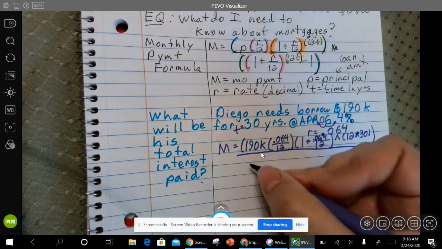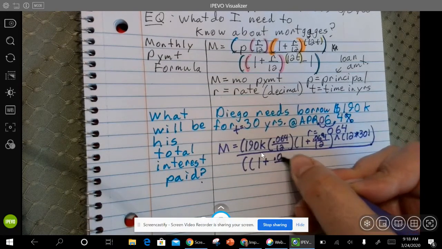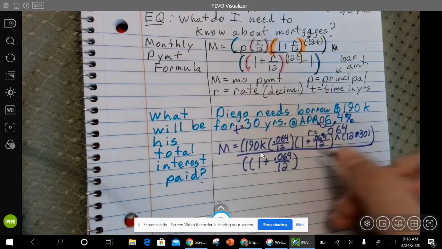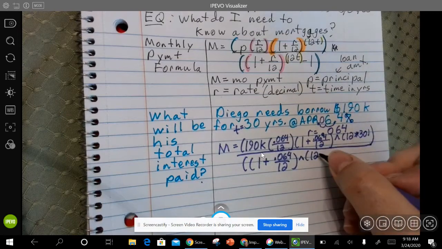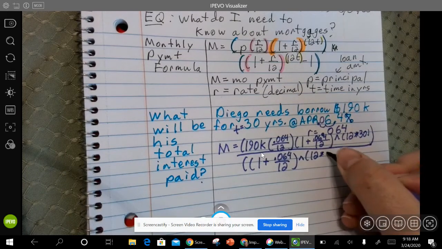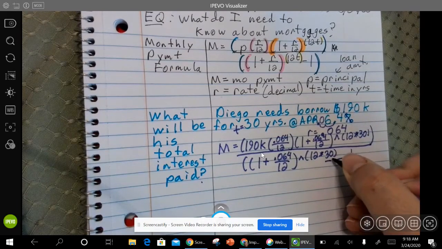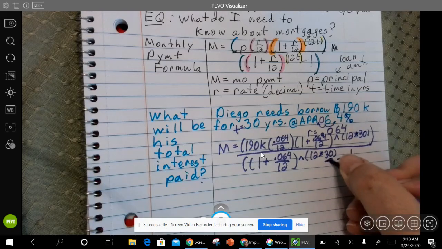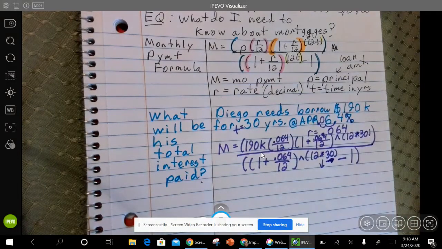Okay. And then we're going to do 1 plus the rate as a decimal, divided by 12, raised to 12. It's 12 months times the years, minus 1. So remember you have to scroll left. I'll scroll down. Minus 1. Okay. We're going to put that all in decimals.